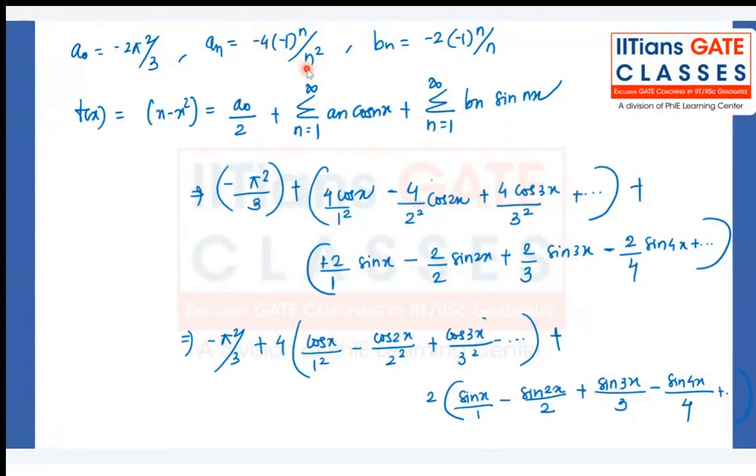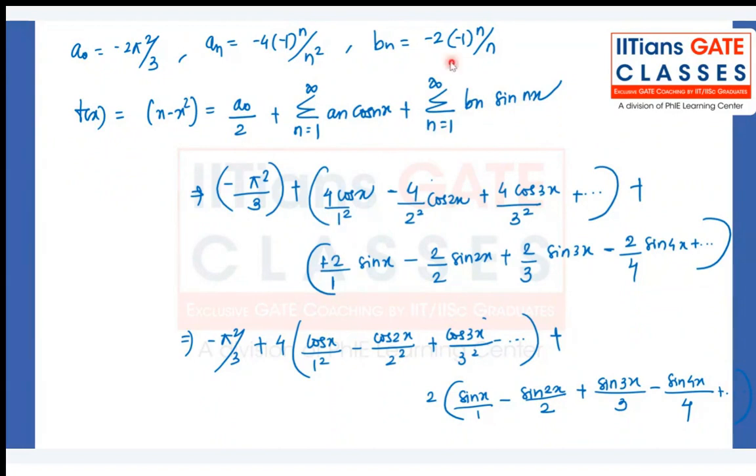So 4 by 1 square into cos x. Next term will be minus 4 by 2 square into cos of 2x. Third term will be 4 by 3 square into cos of 3x, and so on. Plus summation of bn sine of nx.